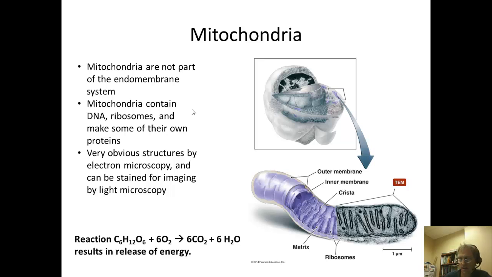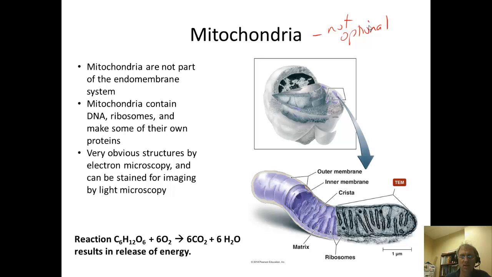All right, another organelle that's found in eukaryotic cells is this one right here, the mitochondria. It's not optional. It's found in essentially all eukaryotic cells. It's not an organelle that's part of the endomembrane system, the ER, Golgi, lysosome set of organelles that we saw in the previous couple of slides.